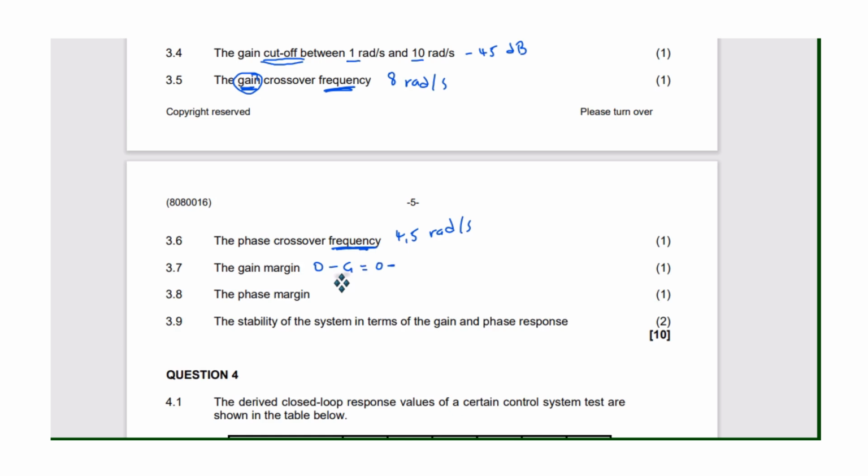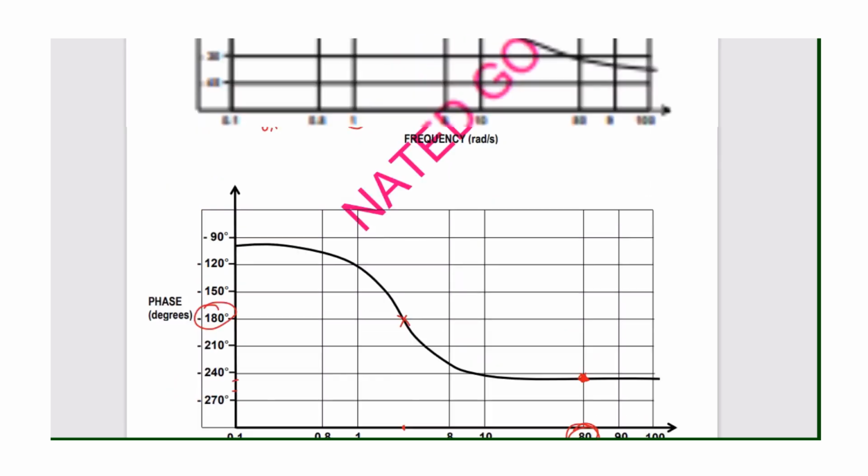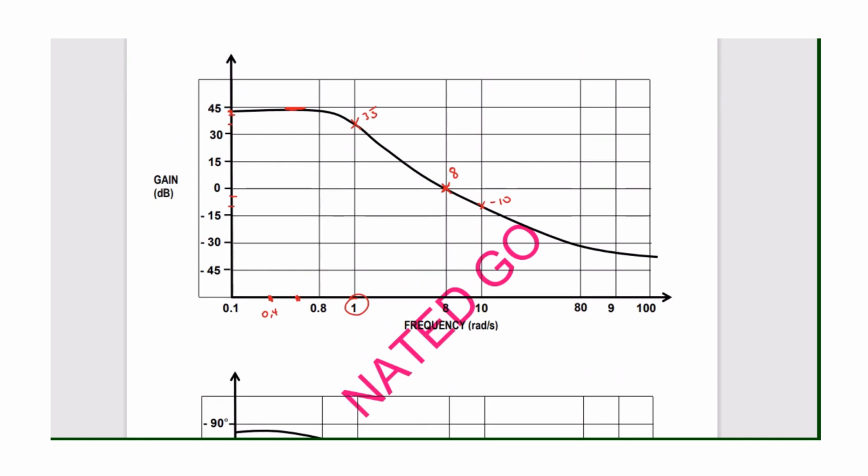Where do we get this gain? I'm writing the formula so that you can understand. So we have to find this gain. I said this gain is when phase is minus 180. Do you see now we don't have two graphs on the same axis? So I must go check when phase was minus 180, frequency was 4.5. So I must go check what is the gain at 4.5. So somewhere here in the middle.